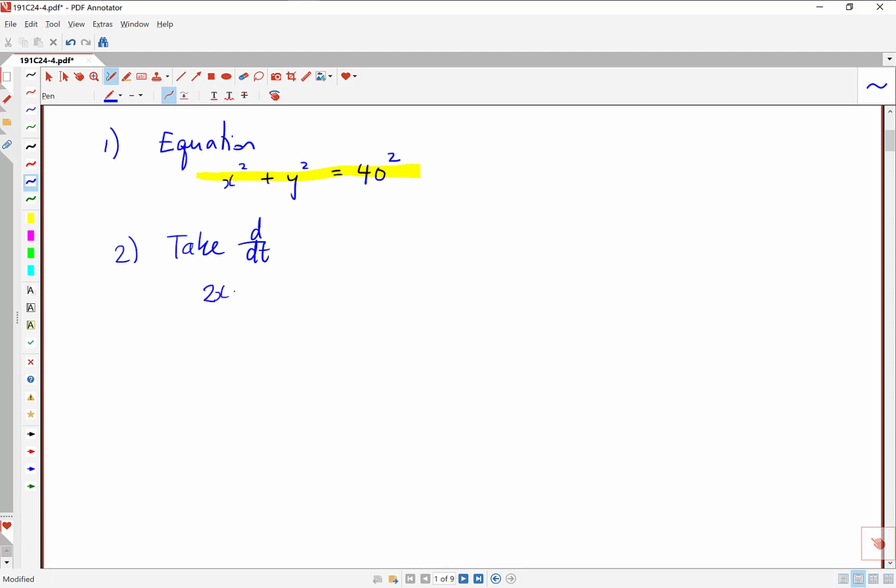So we'd have 2x times dx by dt plus 2y times dy by dt equals, now derivative of a constant with respect to t is going to be 0. So that's our second step done. And then our third step is to find any missing values that we need to solve the problem.